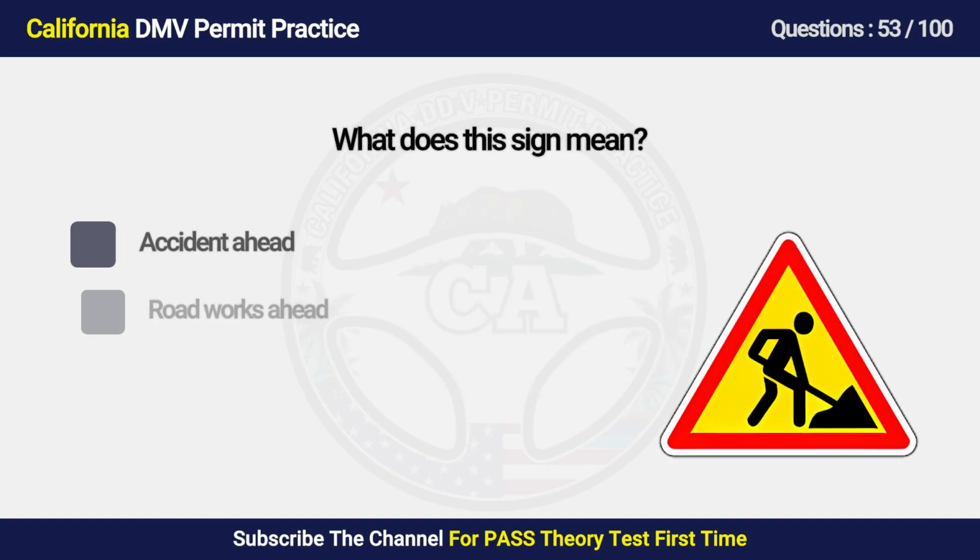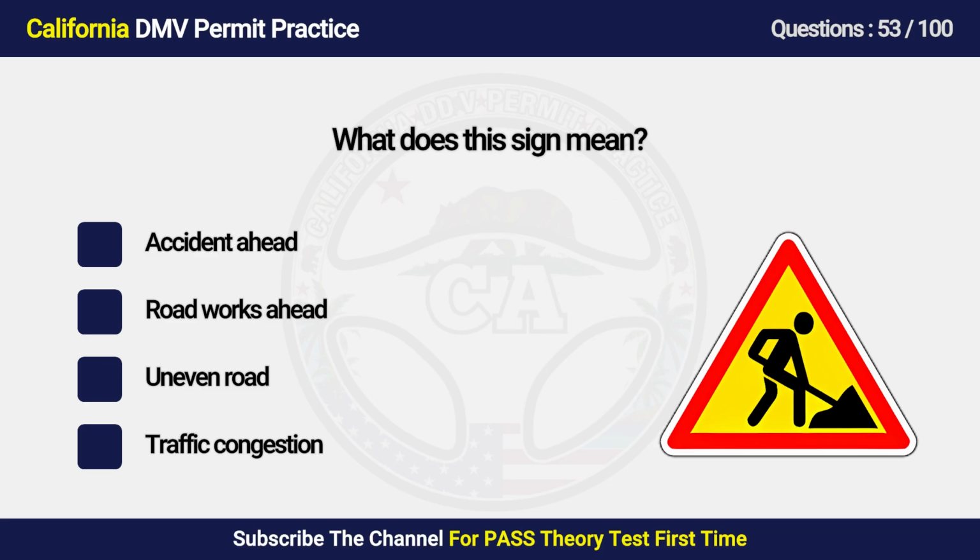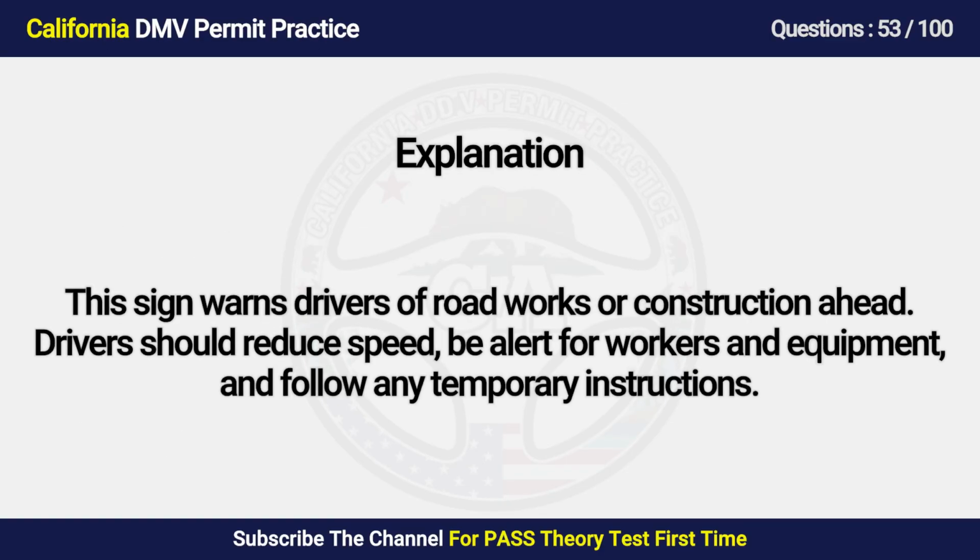Question 53. What does this sign mean? A. Accident ahead. B. Road works ahead. C. Uneven road. D. Traffic congestion. Answer is B. Road works ahead. This sign warns drivers of road works or construction ahead. Drivers should reduce speed, be alert for workers and equipment, and follow any temporary instructions.